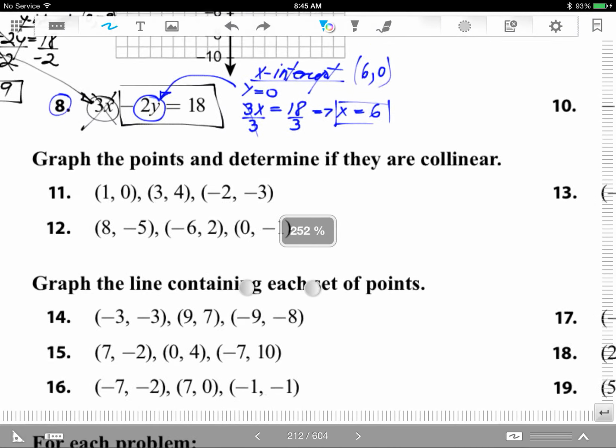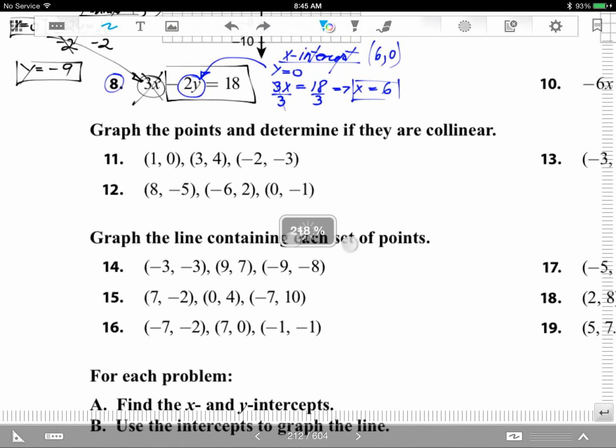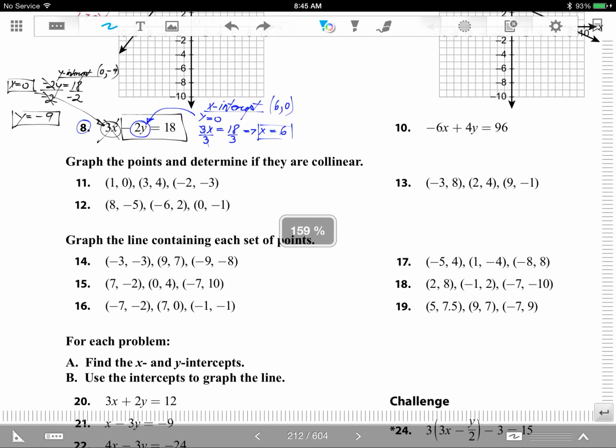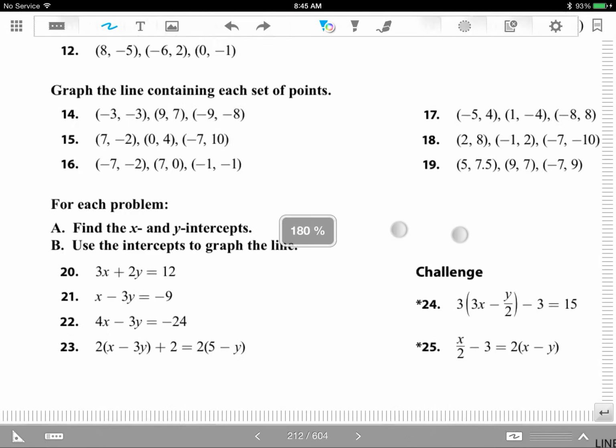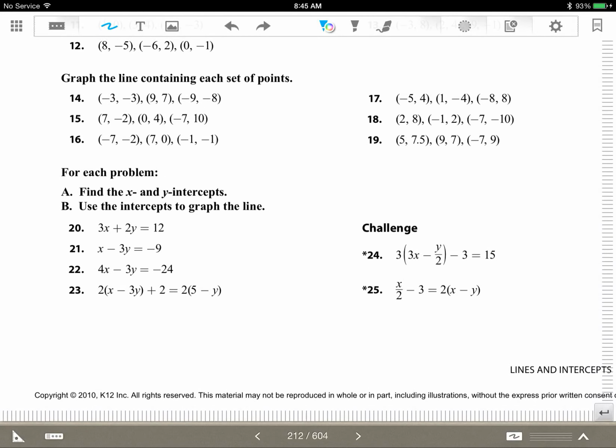Problem number 11 and 12. You need to determine if these lines are collinear. What does that mean? Collinear means that they're on the same line. Well, grab the points and try that. We're going to find different ways to determine that as we move into Unit 7. For today, just go ahead, try it by graphing and see if they're on the same line.